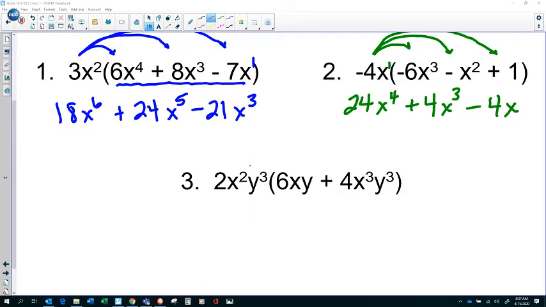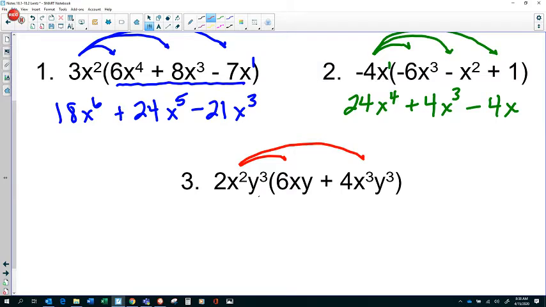Got to be careful on this one because now I've got 2 different bases. I've got an x and a y. So I can only multiply the bases of my x's together and multiply the bases of my y's together. Again, using the distributive property. Same principle, we just have multiple variables within the same monomial.